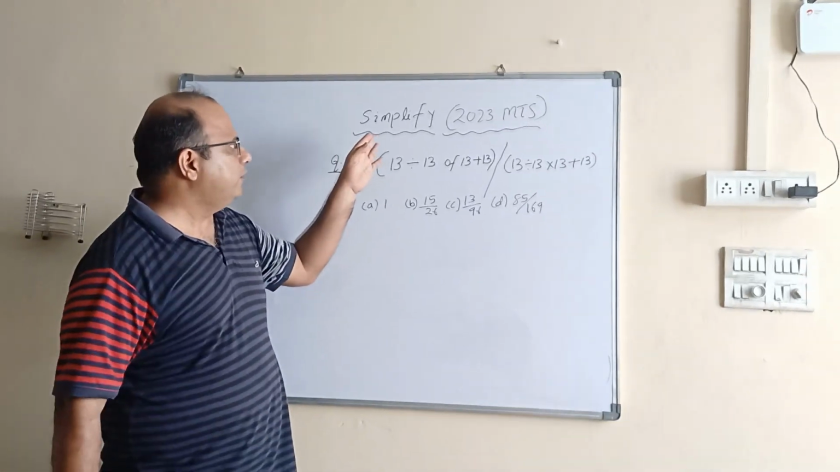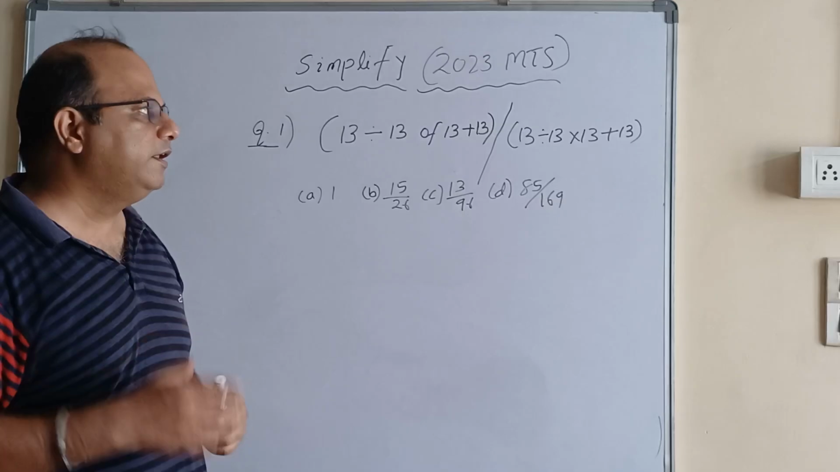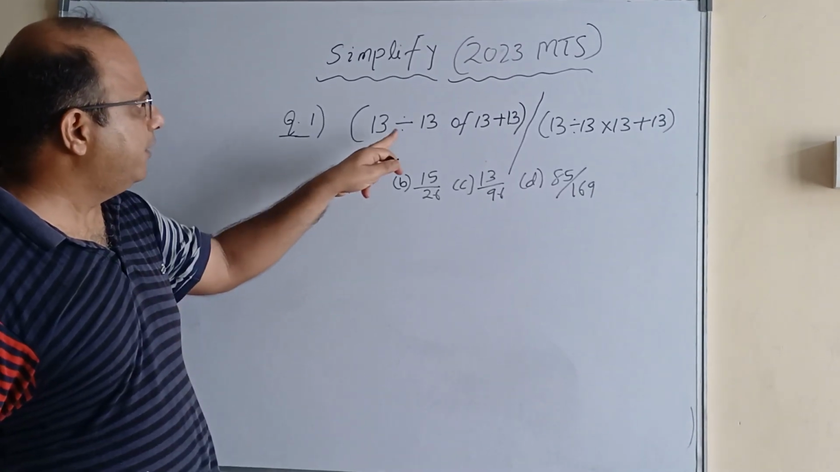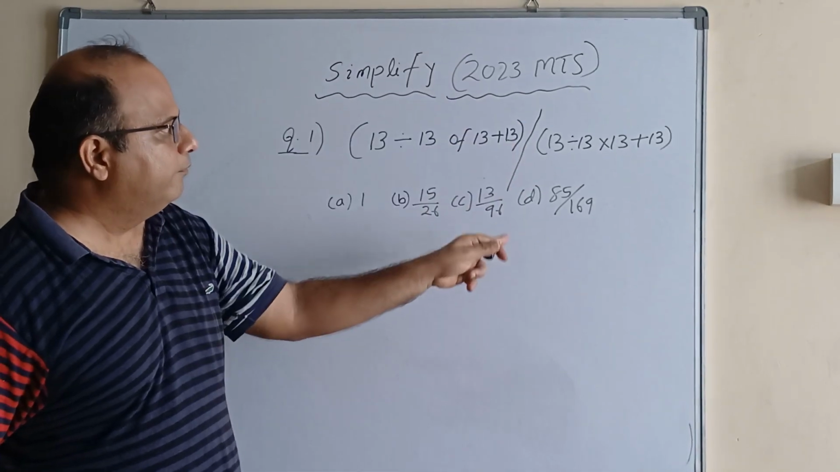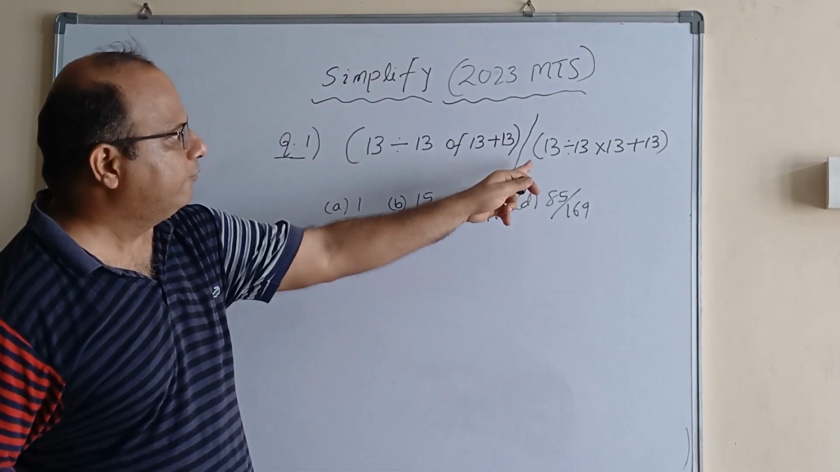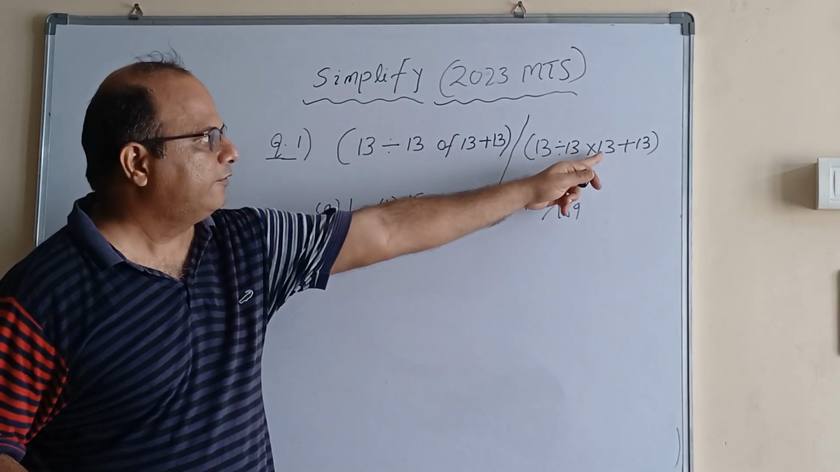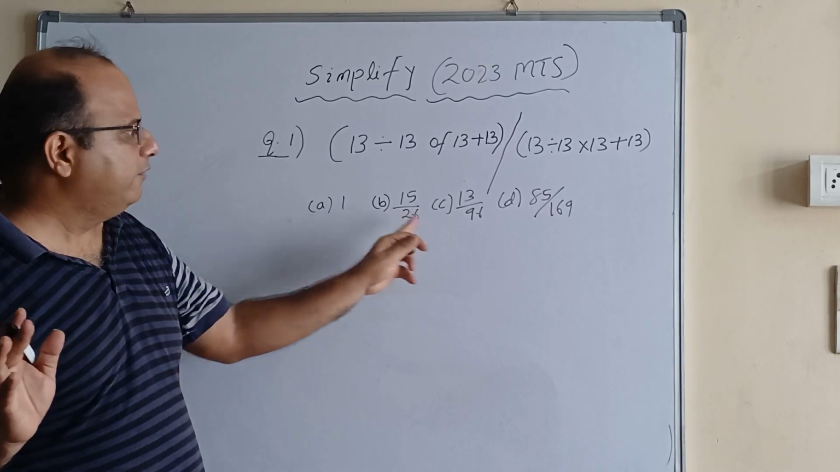Friends, this is the question of simplification and it is a 2023 SSC MTS previous year question. See, the question is in front of you: 13 divided by 13 of 13 plus 13, as a fraction, and in brackets 13 divided by 13 multiplication 13 plus 13. So this is the question, and your answer options are here.